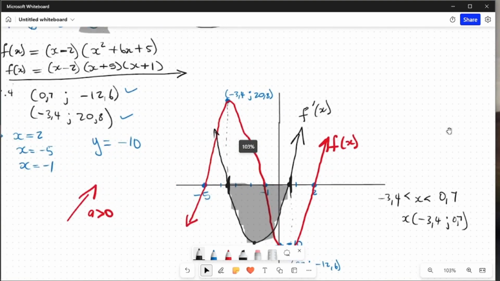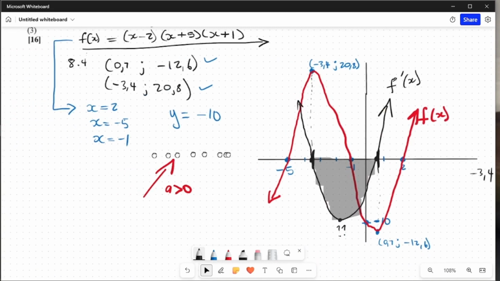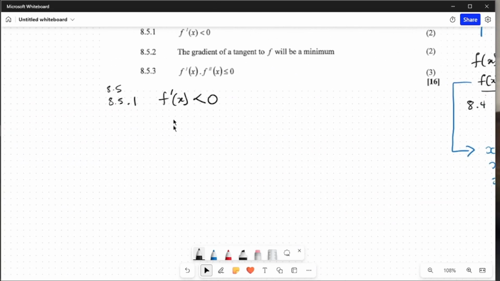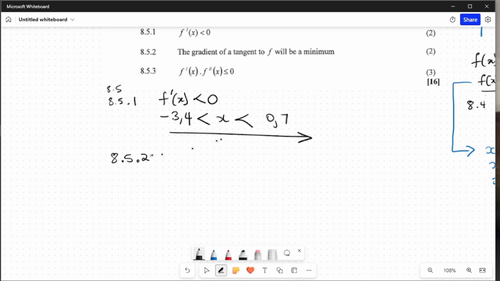I was trying to copy this, but I can't. Let me just go and write it. The answer here would be negative 3,4 is less than x, which is less than 0,7. Then we go to 8.5.2.